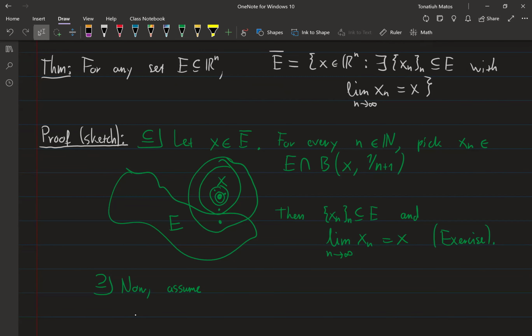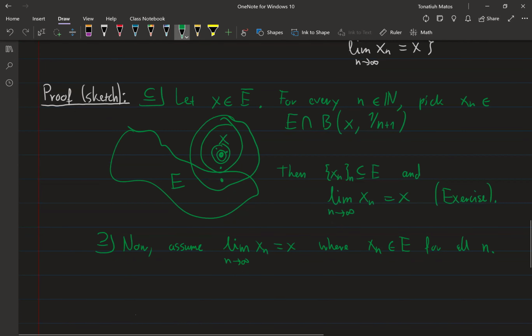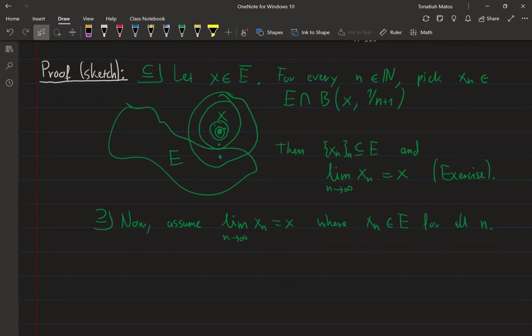So it is a point such that there is a sequence in E that converges to it. So assume that the limit of some sequence is X, and this is always an element of E, right? All of these are elements of E, for all n. Now I have to convince you that X is a point of closure. Why would X be a point of closure? Now, like I said, this isn't live, so I cannot really wait for a response from you. But this is also very easy.